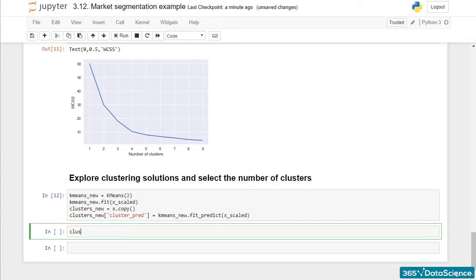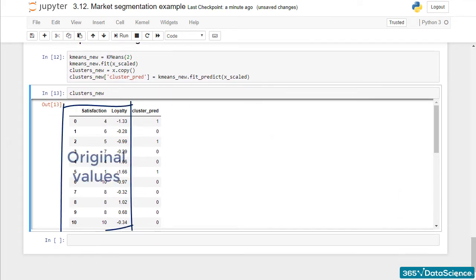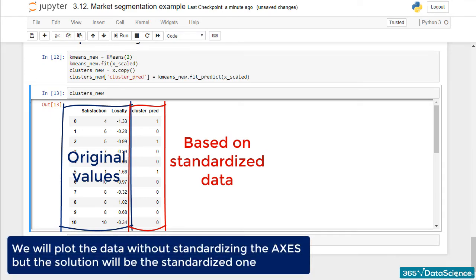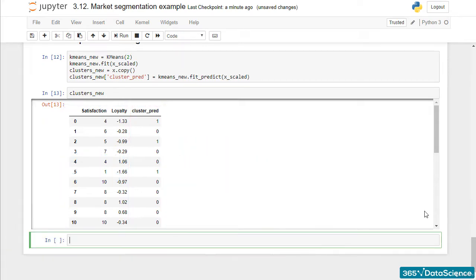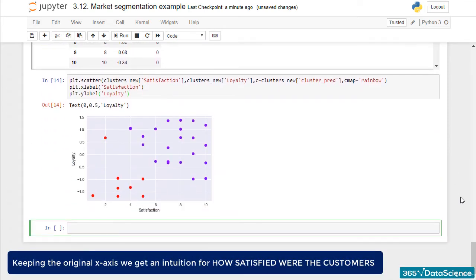Here is a crucial moment. The data frame contains the original values, but the predicted clusters are based on the solution using the standardized data. This is very important. We will plot the data without standardizing it, but the solution itself is the standardized one. Let me show you by plotting the data. By keeping the original x-axis, we get the intuition.